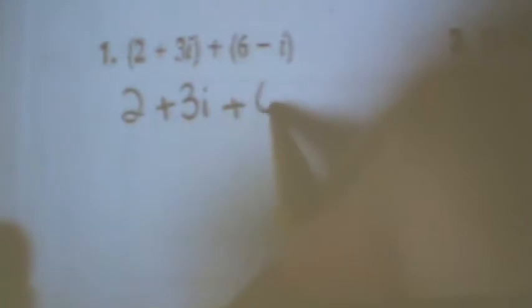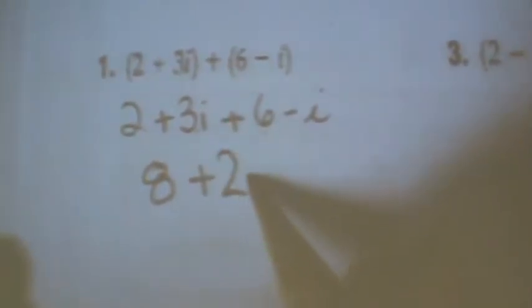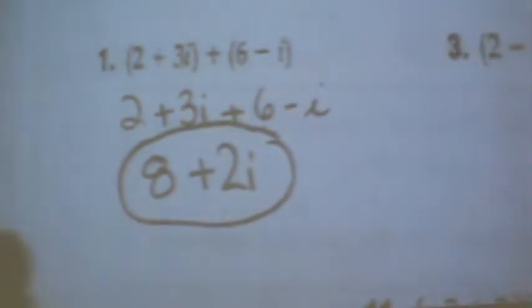These next ones, you are going to add, subtract, or multiply. So this first one is asking you to add 2 plus 3i plus 6 minus i. Here are your a values. 6 and 2 is 8. And then 3i minus 1i is 2i. And the answer needs to be in standard form.